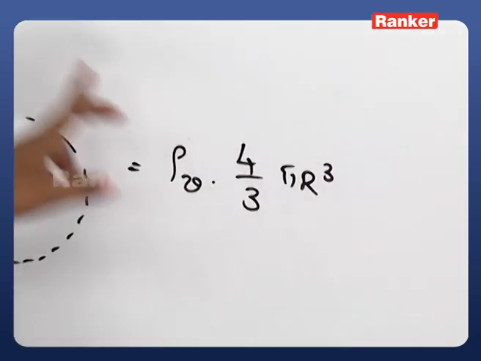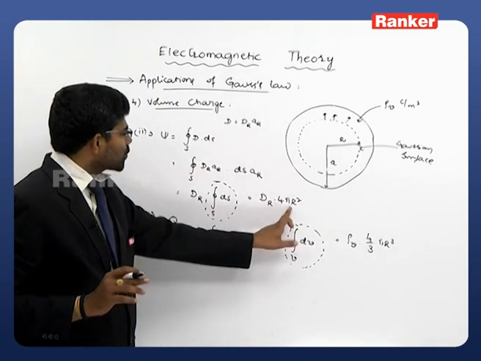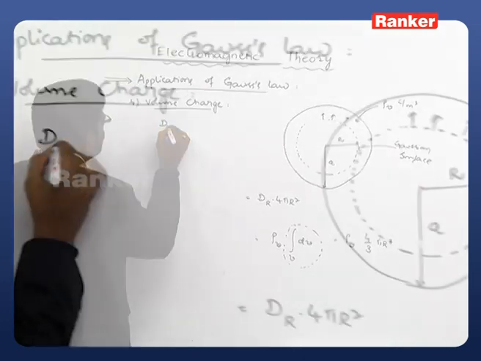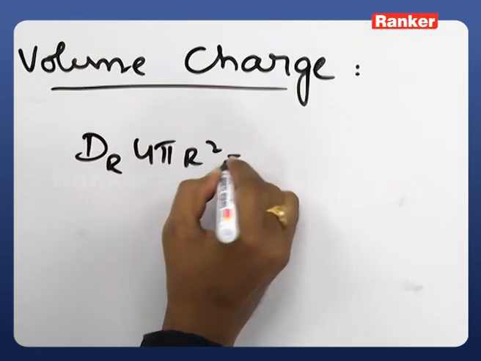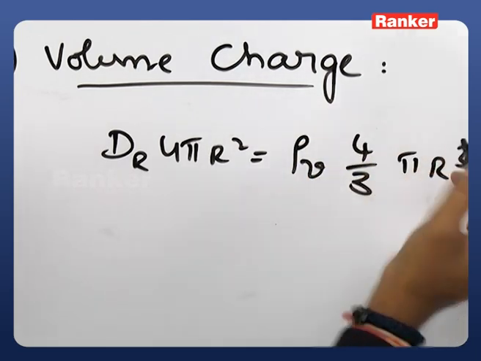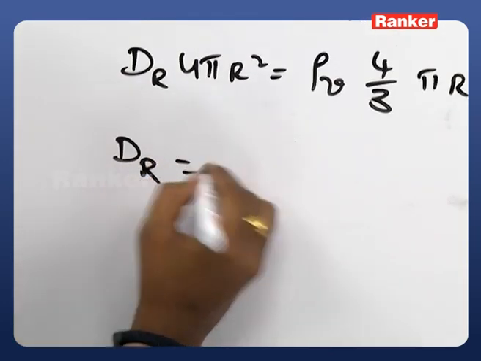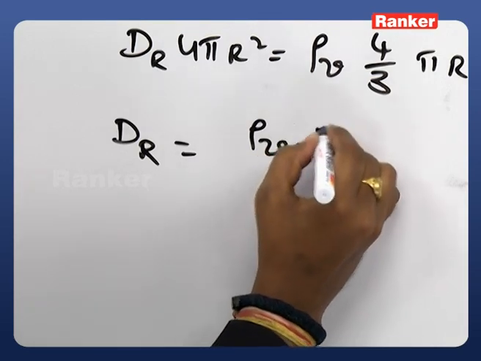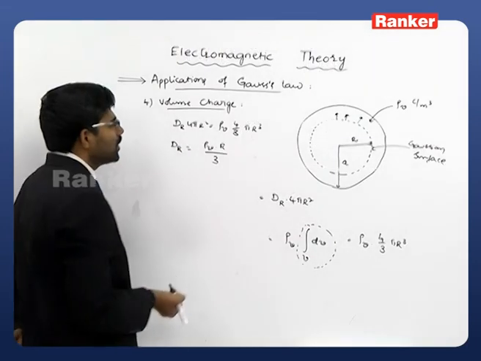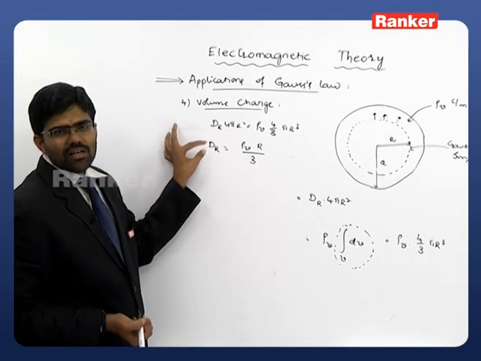Now as per Gauss law, these two are the same. That is, the total flux leaving, D_r times 4 pi r squared, is equal to rho v times 4/3 pi r cubed. After simplification, what we get is simply D_r equals rho v times r divided by 3, as the 4 cancels and pi cancels. So rho v r by 3 is the equation for our electric flux density.